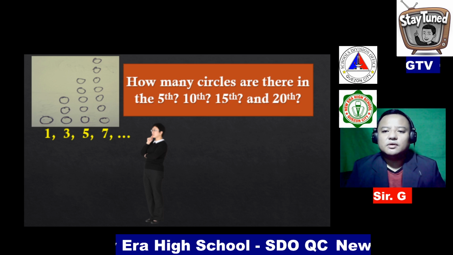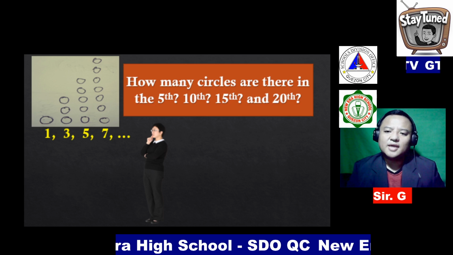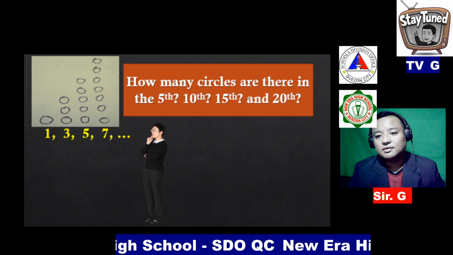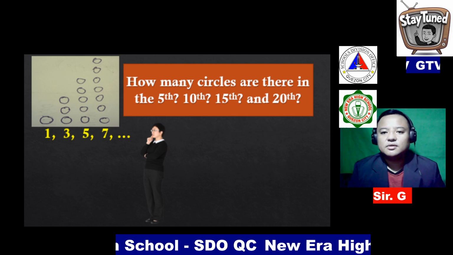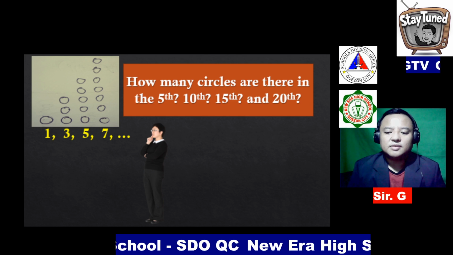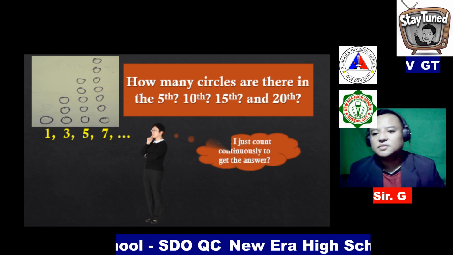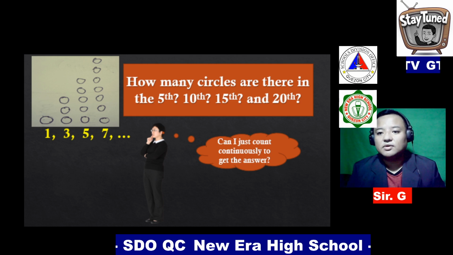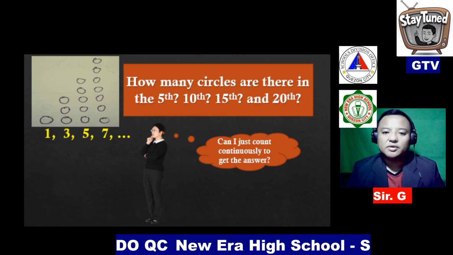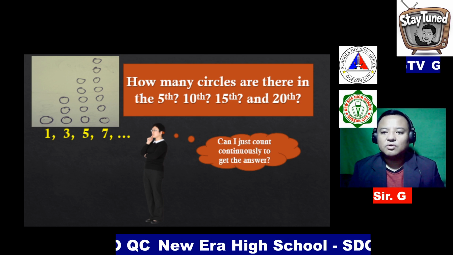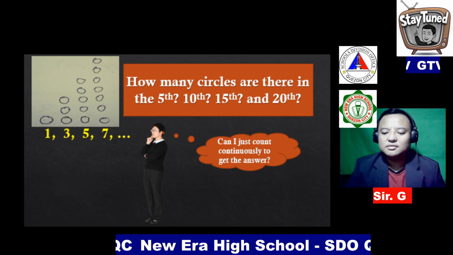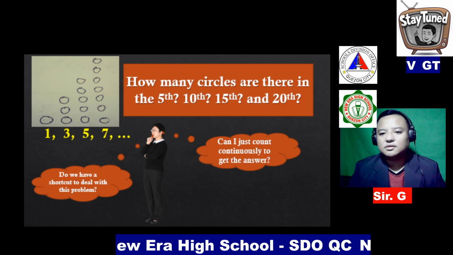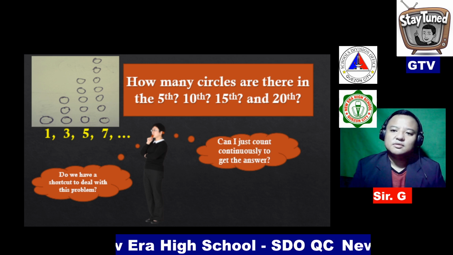So, on this figure, what if I ask you, how many circles are there in the fifth term? How about on the 10th, on the 15th, and on the 20th term? In the sequence 1, 3, 5, and 7. Can I just count continuously to get the answer? Maybe on the 5th, on the 10th. It might be hard on the 15th, on the 20th, or on the 100th. Diba? Or do we have a shortcut to deal with this problem? So that's basically a good question. So let's dig in.